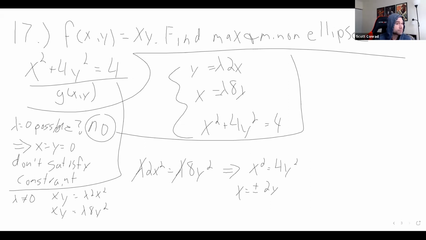Does everyone see this, right? So if you replace x with 2y, if you square 2y, you get 4y squared. But similarly, if you square negative 2y, you also get 4y squared. So this equation tells us x can be either plus or minus 2y. Okay, so we have a relationship between x and y. Now we're going to plug this into the constraint.